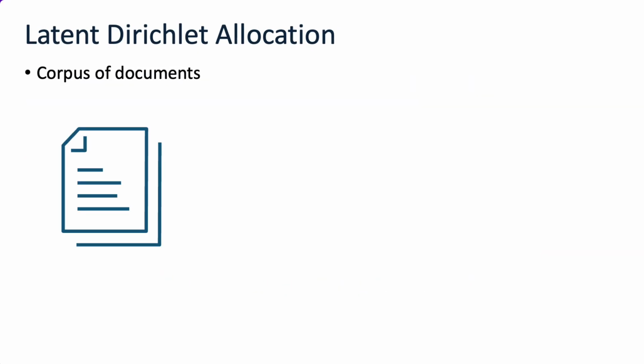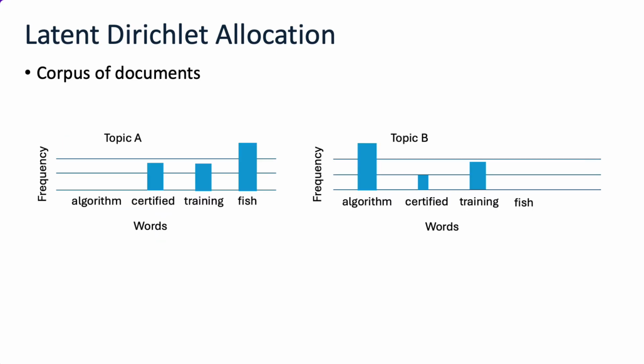And LDA needs more than one document to perform topic analysis. And when we have more than one document, it's called a corpus of documents. And each document in the corpus will have a different topic or mixture of topics. So let's dive deeper. A topic is a frequency distribution of words. So if we look at these two topics, you can see we are counting the frequency of the occurrence of the words. And are you able to visualize the word that appears the most?